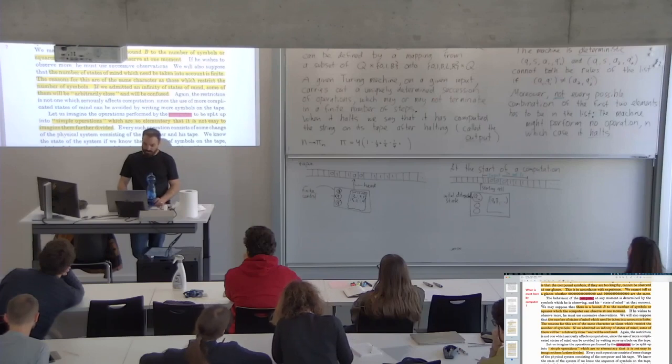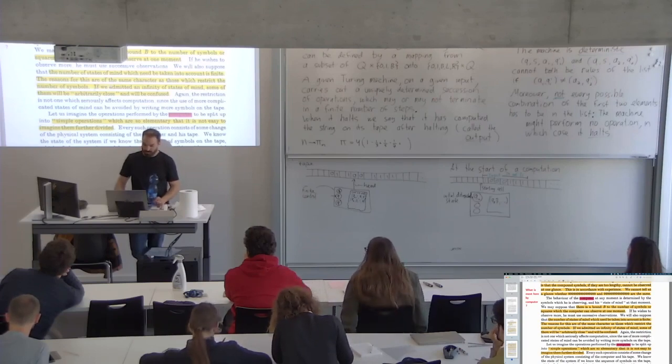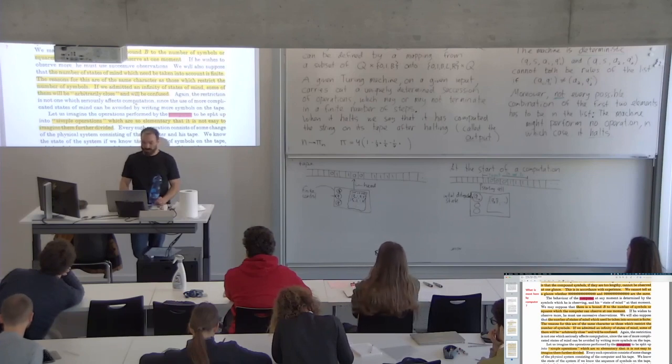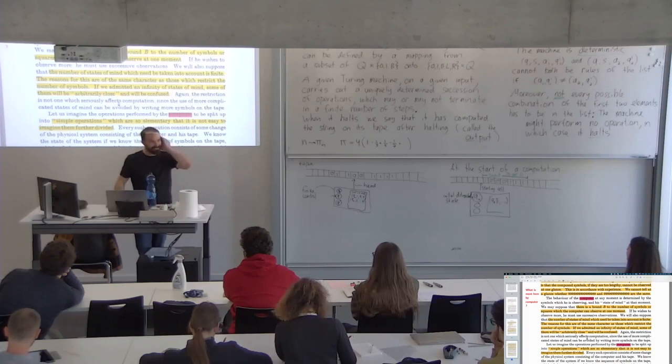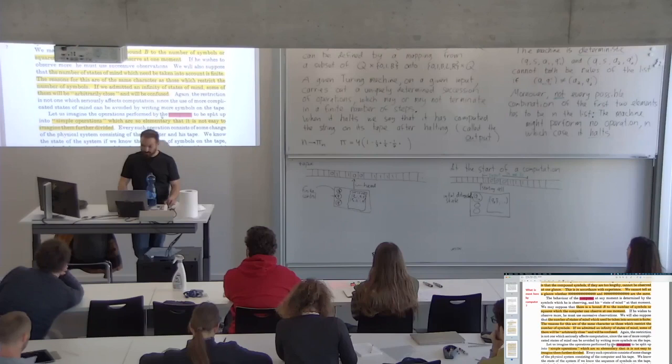The reasons for this are of the same character as those which restrict this number of symbols. If we admit an infinity of states of mind, some of them will be arbitrarily close and will be confused. I like the word confused. It makes me think that the person just gets confused because he's got to distinguish between two states of mind which are very, very close to one another.